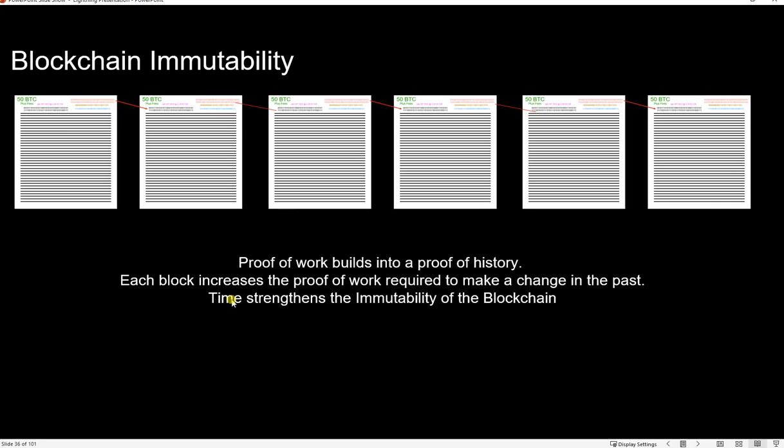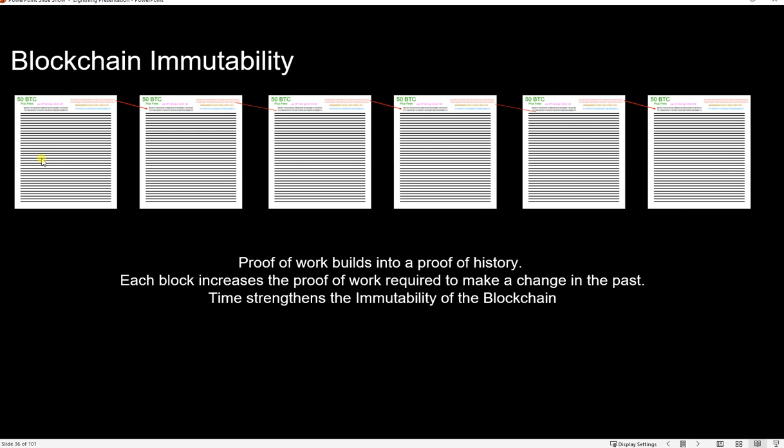So in other words, proof of work builds into proof of history. Each block increases the proof of work required to make a change in the past. Time strengthens the immutability of the blockchain. This is why a lot of times you hear that you need at least 3 confirmations.